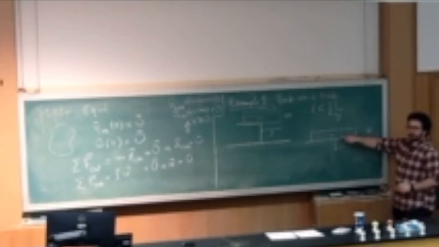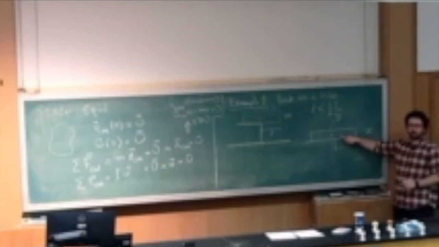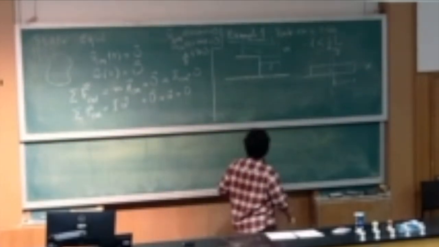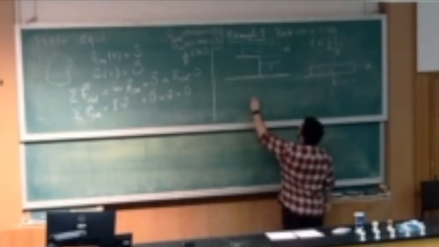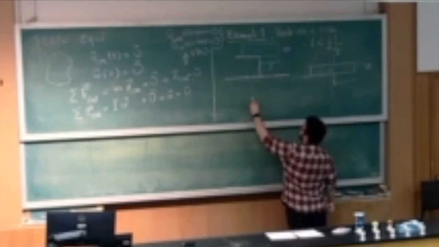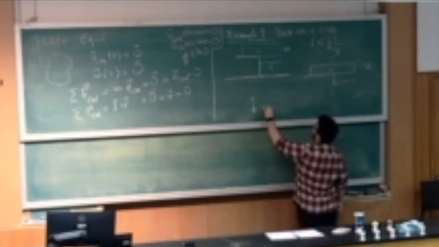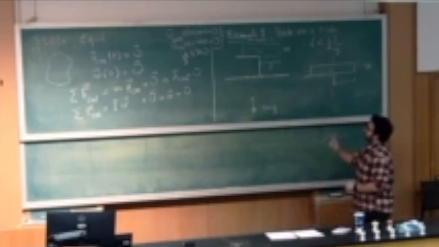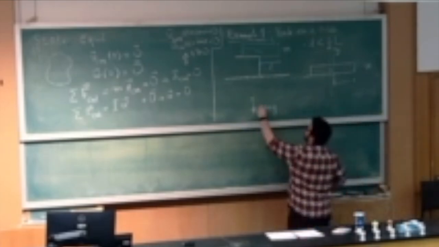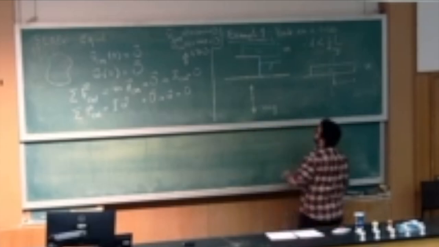Now let us isolate this book to identify the external forces acting on it. At the center of mass, we have the weight, the gravitational force due to the mass of this object, which is m times g, right? And we have the contact force, the normal force, pointing in the upward direction.